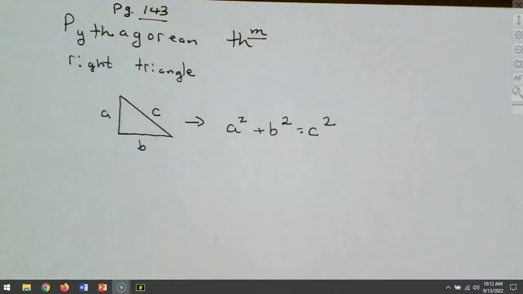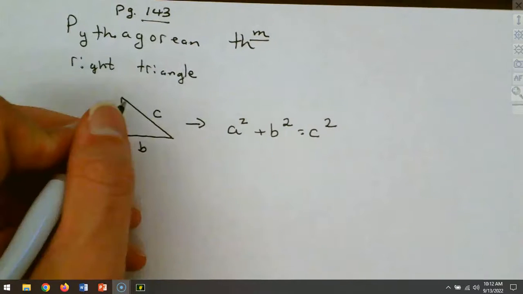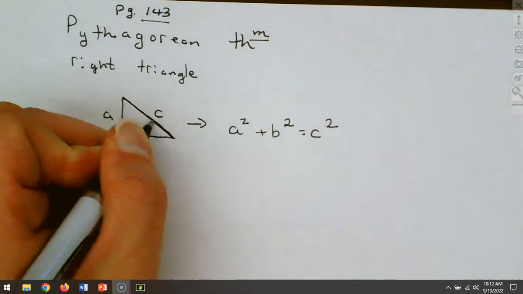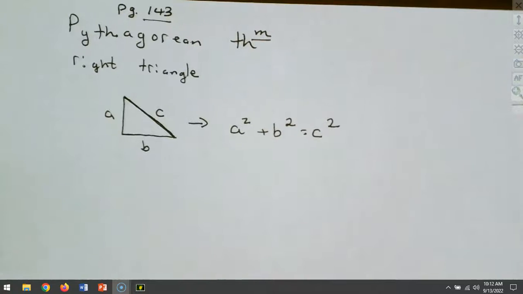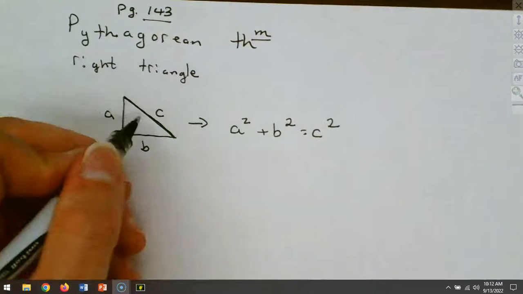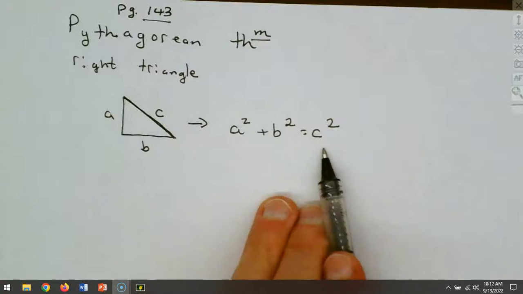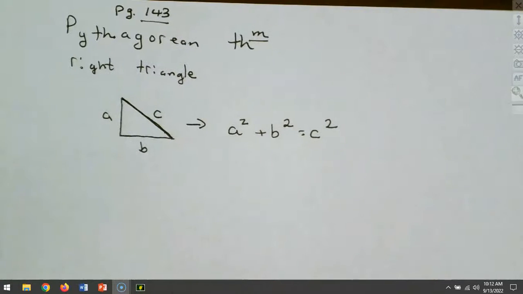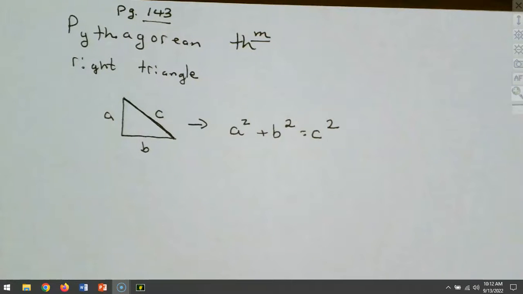Now, the only part that's important is we make sure that we know the diagonal part here is your C. That's called your hypotenuse. And we need to make sure that C goes on the end. The other two, the A and the B, they can go in either order. But make sure that diagonal is going to be your C squared there.